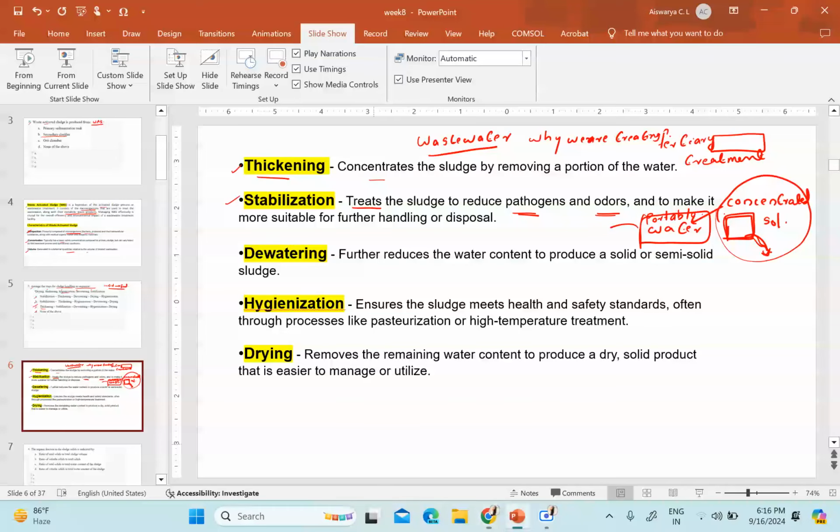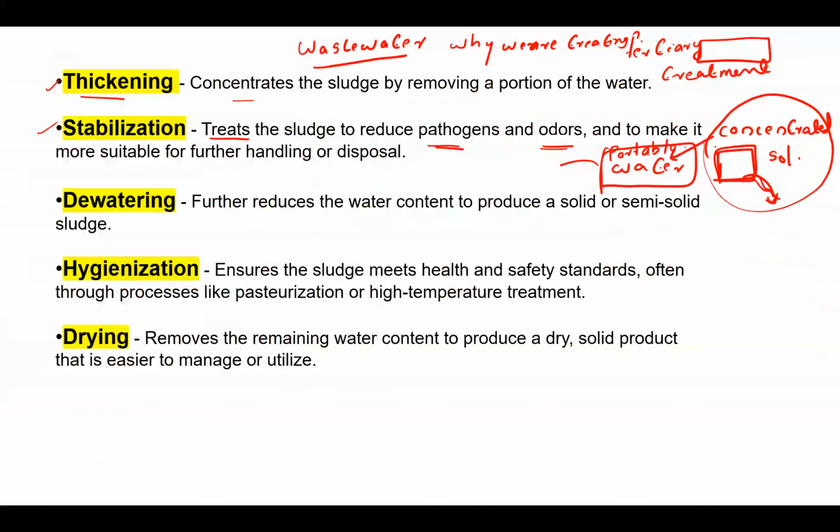We have to decide how many treatment steps we need. Should we need more clear water, or should we just stop here, and we can just water our plants? So we decide according to the end use that we want.